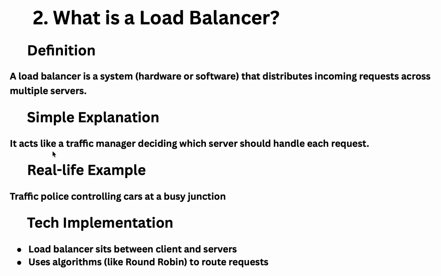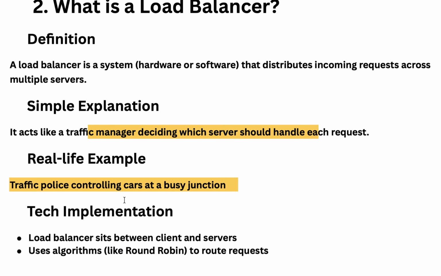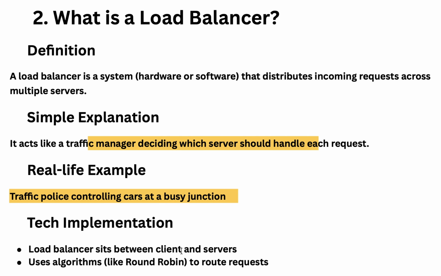So let's get here. It acts as a traffic manager, deciding which server should handle each request. A real life example could be a traffic police controlling cars at a junction. In the tech implementation, the load balancer sits between client and servers, and uses algorithms like round robin to route requests. A load balancer can be between client and server. It can be at the client, but managing a load balancer over the client is just such a tedious task.